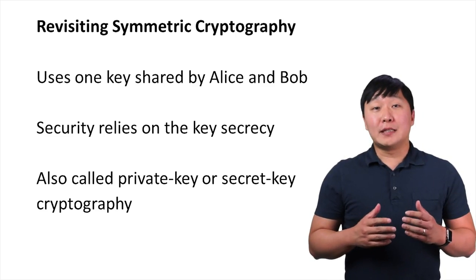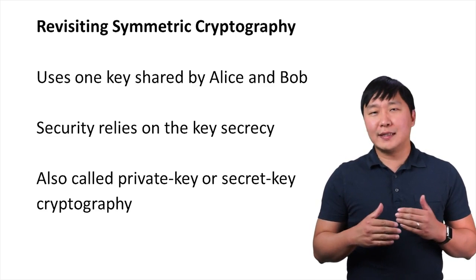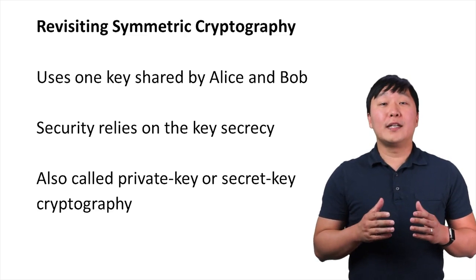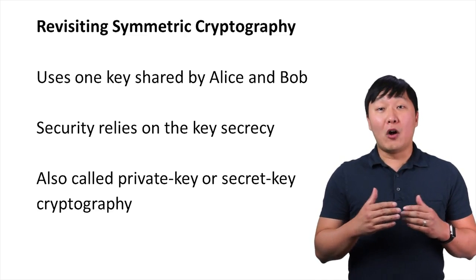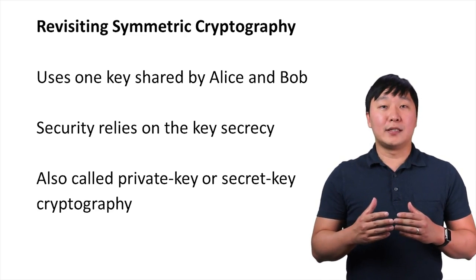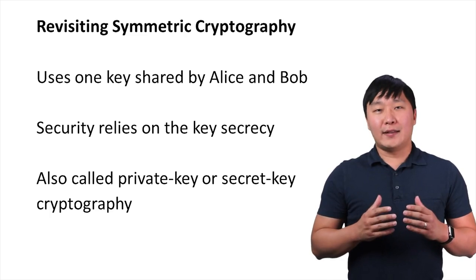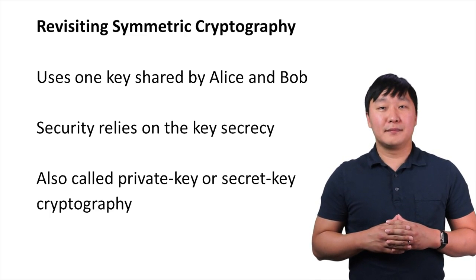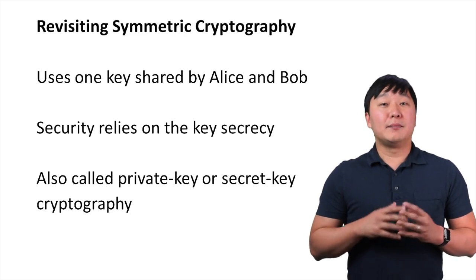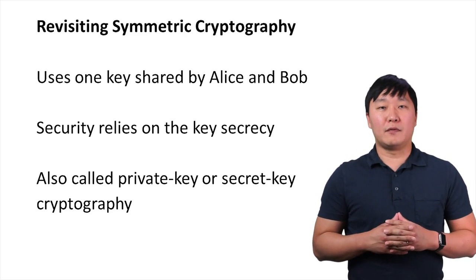Before discussing asymmetric cryptography, let's first review symmetric cryptography, which we discussed in the previous course. In symmetric cryptography, we use one key that is shared by all the authorized parties, Alice and Bob. The security of the crypto system relies on the secrecy of the key, and if the attacker compromises the key, then the attacker breaks the crypto system. Because the key is to be secret against the unauthorized attackers, symmetric cryptography is also called private key cryptography or secret key cryptography.